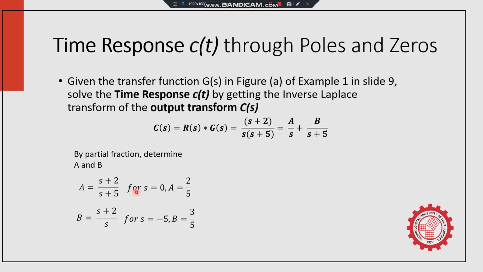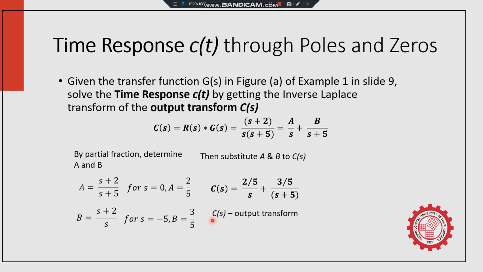And if we substitute s equal to 0, then we can get A is equal to 2 over 5. Also, if we want to solve for B, we multiply this whole equation by the denominator of B, s plus 5, and this equation will be reduced into this, where B is equal to (s plus 2) over s. Substituting s equal to negative 5, we will get B is equal to 3 over 5. Then we substitute the value of A and B to the equation of C(s), then our C(s) will be this one.